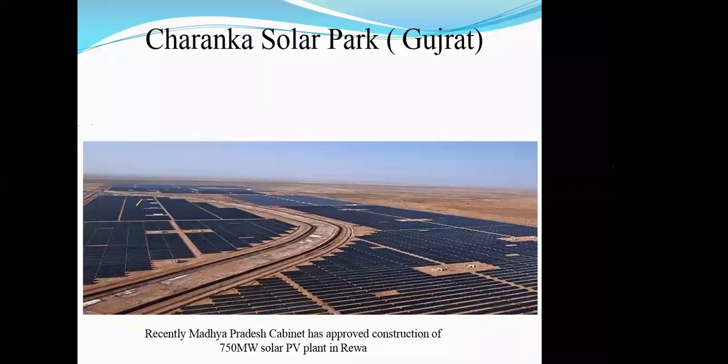There are different projects which are being run in India. The Charanka Solar Power project, Gujarat, in the megawatt range, and you can see how much land it is consuming.